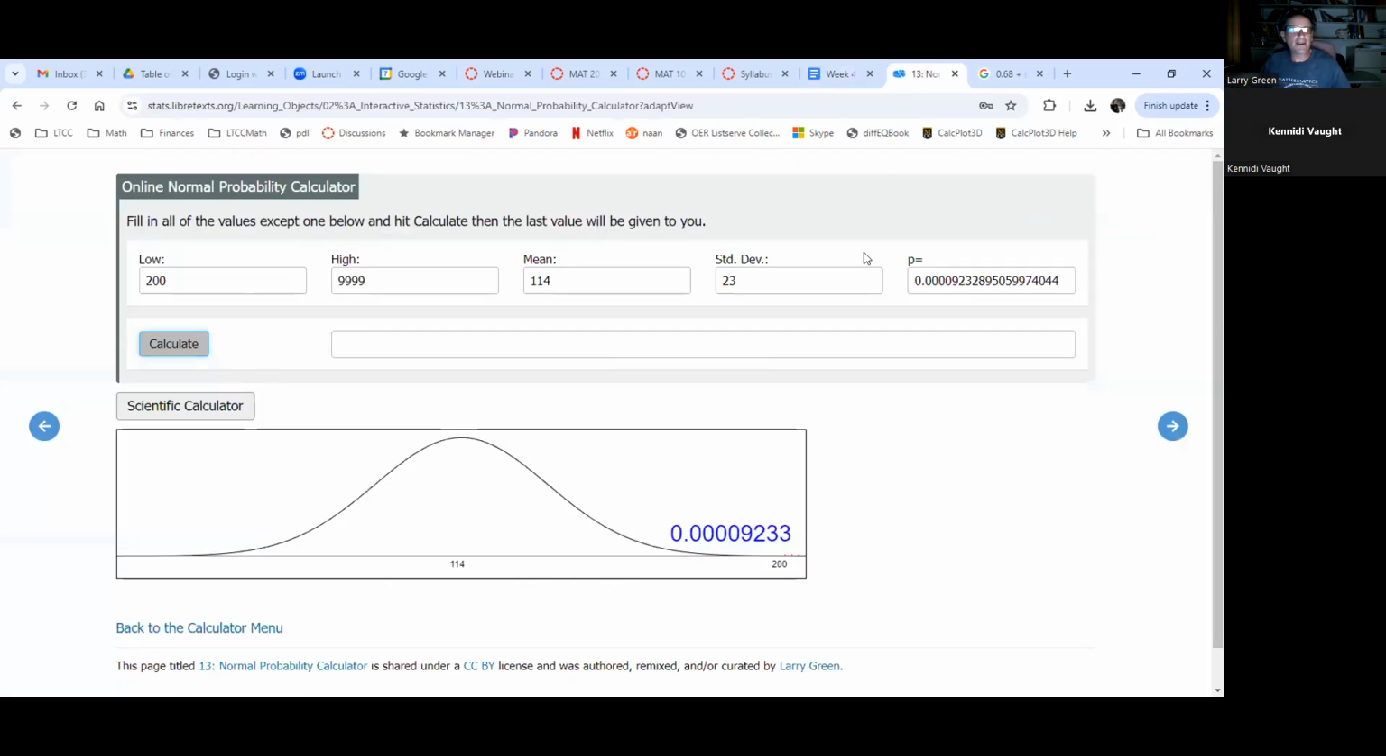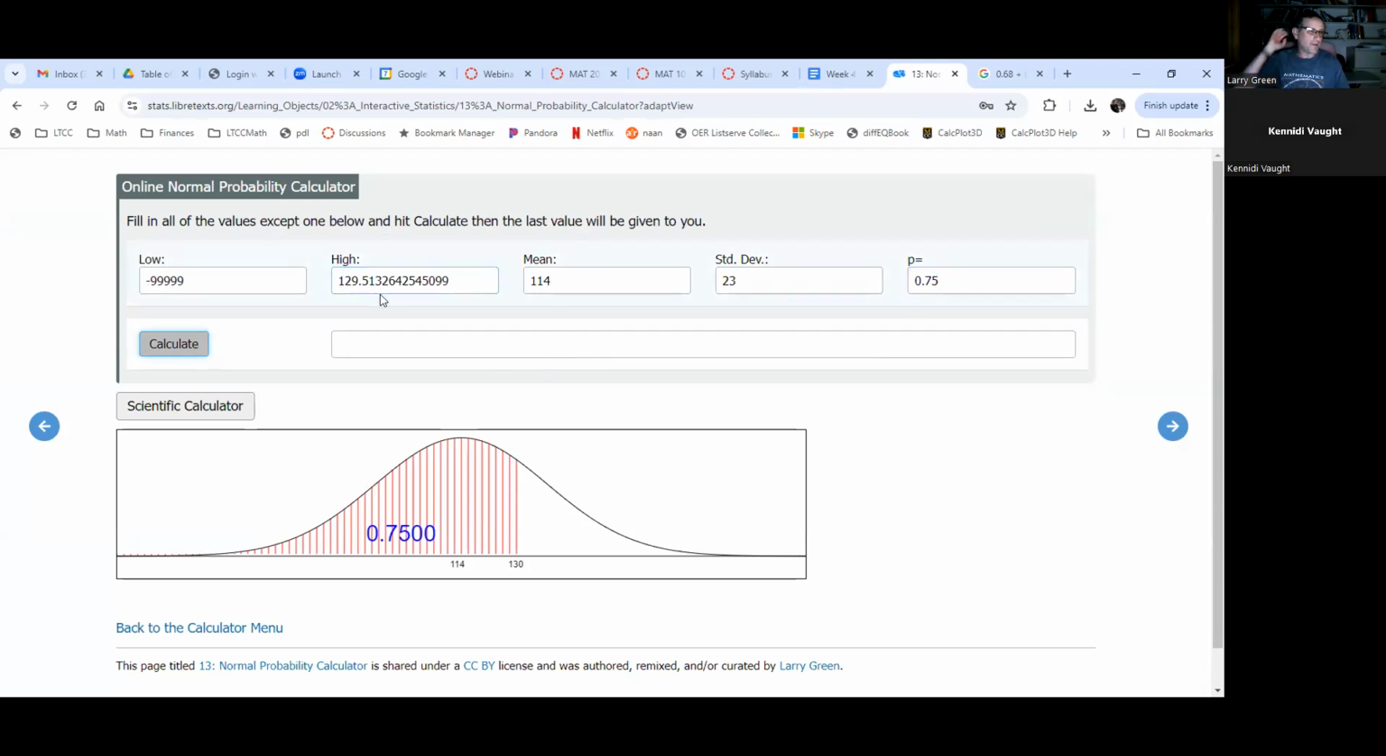So now I can go to my calculator. I have a low of negative and a bunch of nines. The high is what we don't know. Same mean, same standard deviation. And the probability is 0.75. I hit calculate, and what it gives us is about 129.513264. Rounded to the nearest whole number would be 130. Any questions on that?